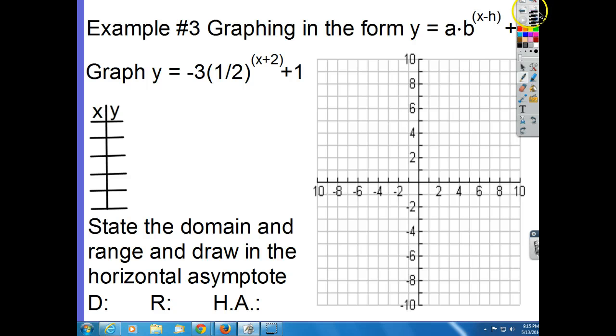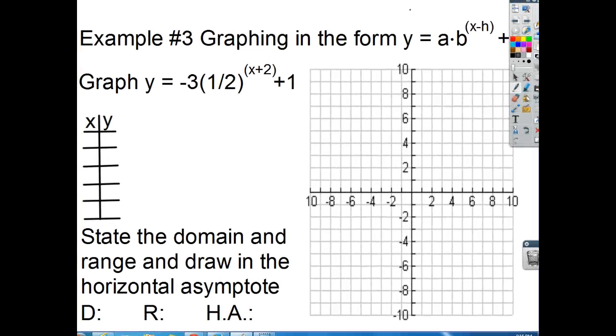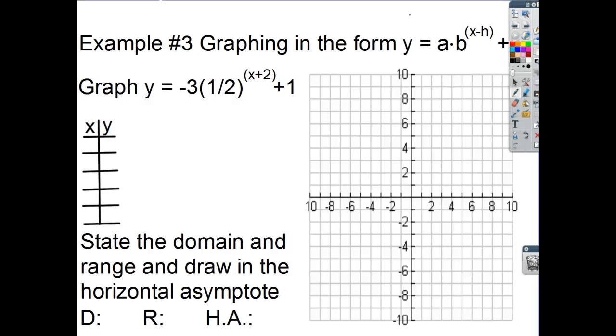And our next example, example 3, graphing in the form y equals a times b to the x minus h and then plus k. Let me readjust this here to get this where we can see everything again. Anyway, there we go. All right, so this is the first time that we've seen some numbers here and here, and this is our h number and this is our k number.